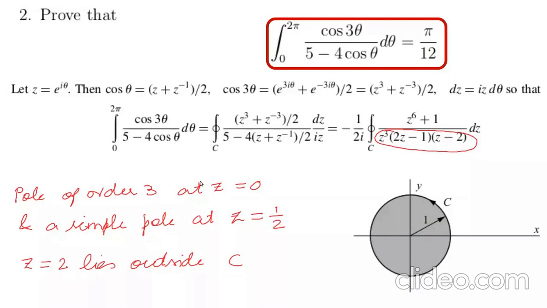So again, assuming the same things, we assume that z is e to the power iota theta. We will write cos theta as z plus z inverse by 2. And also we will write cos 3 theta as e to the power 3 iota theta plus e to the power minus 3 iota theta by 2. So it will be z cube plus z to the power minus 3 by 2. Again, dz will be the same. So we can put all these expressions in the given integration.